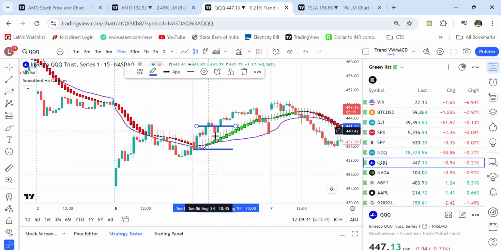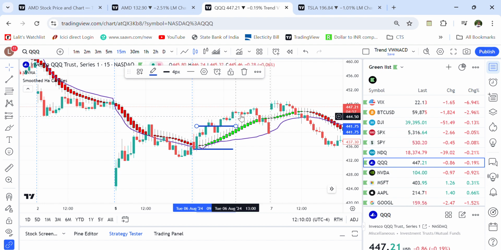Now we'll go with 1:1 profit target. So how much was this? This is 441.56, and here it was 435. So approximately $6 it has gained. So from here, if we go with 1:1 profit target, we should be targeting 447.